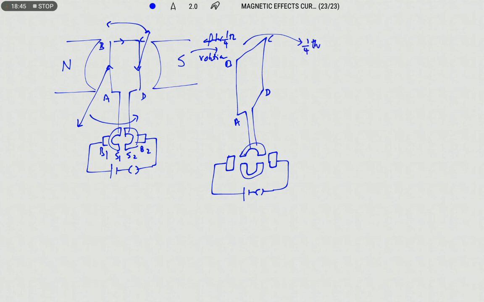Sir, how will it make it, even when there is no current in the coil? If I is equal to 0, there is no force acting on it. If there is no force acting on it, how does the coil make a further 1/4 rotation? So because of rotational inertia. Because of rotational inertia, it is going to rotate a further 1/4 rotation.